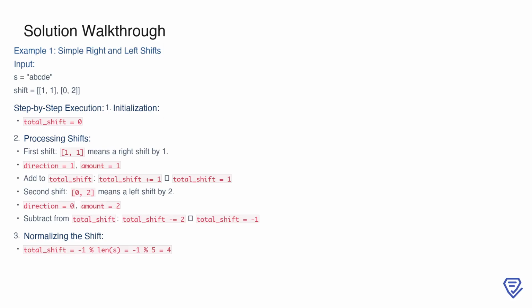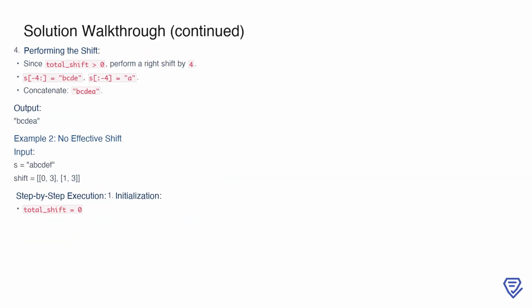In this case, -1 modulo 5 gives us 4, meaning the net effect is equivalent to a right shift by 4. Next, we perform the actual shift based on the normalized total_shift value. Since total_shift is 4 and greater than 0, it indicates a right shift. To achieve this, we take the last 4 characters of the string, which are BCDE, and the remaining characters from the front. Concatenating these two parts gives us the result BCDEA.